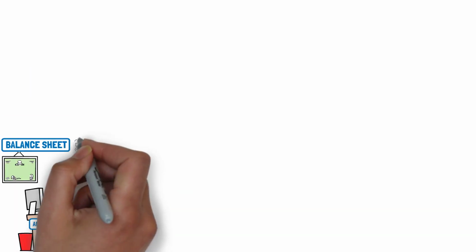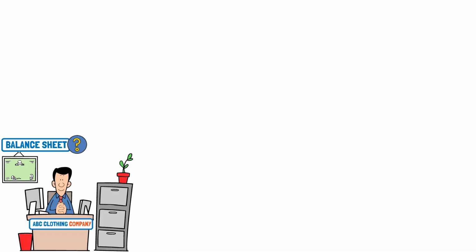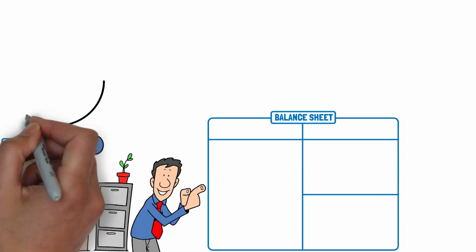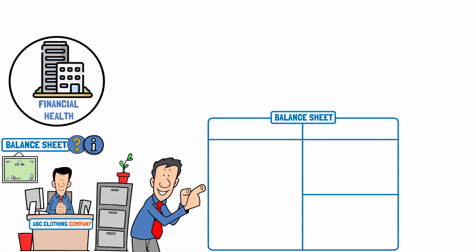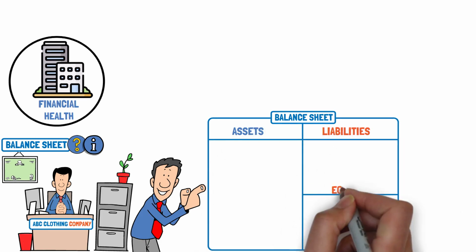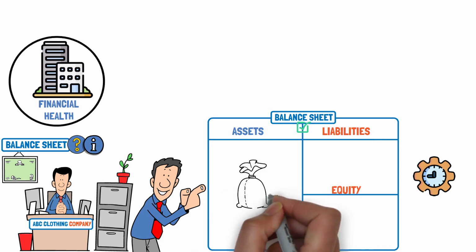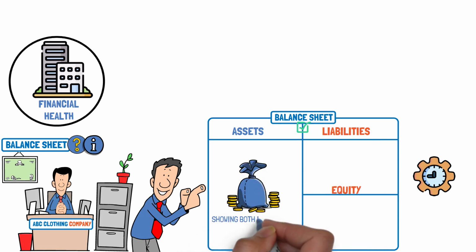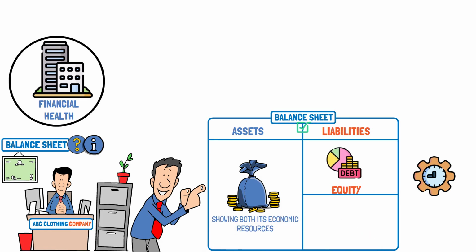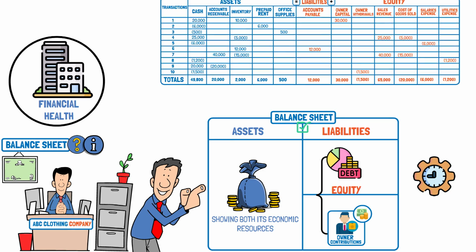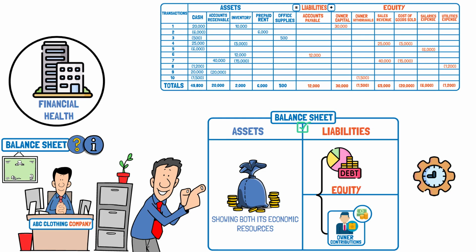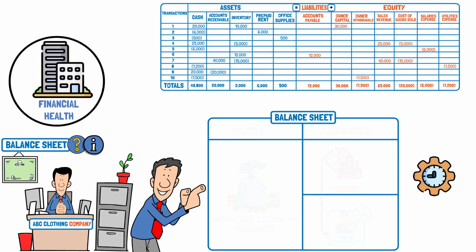Before we prepare ABC Clothing Company's balance sheet, let's take a moment to understand what this statement represents and why it's so significant. The balance sheet offers a clear picture of a business's financial health by listing its assets, liabilities, and equity at a specific point in time. Essentially, this financial statement provides a snapshot of the company's financial position, showing both its economic resources and the claims on those resources. With this understanding, we can now examine the company's 10 transactions within the accounting equation framework to prepare an accurate balance sheet.